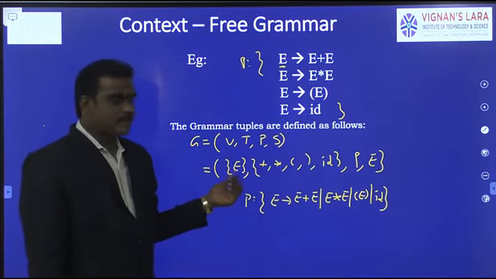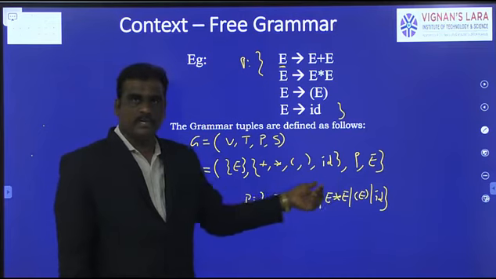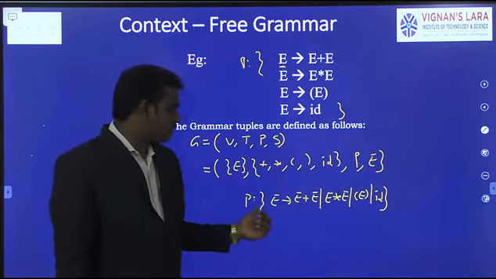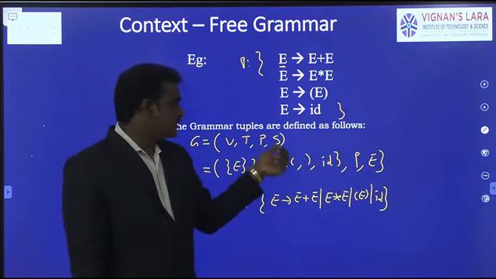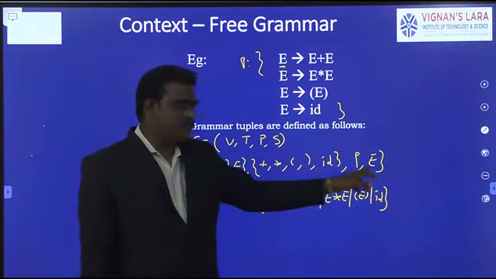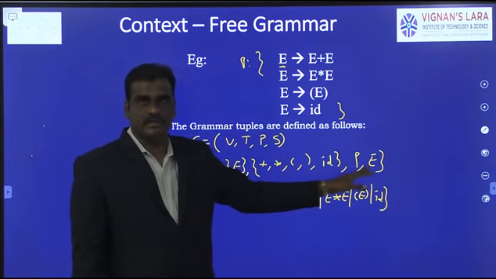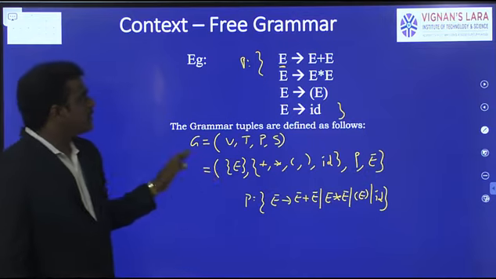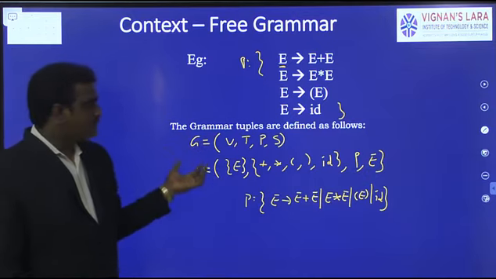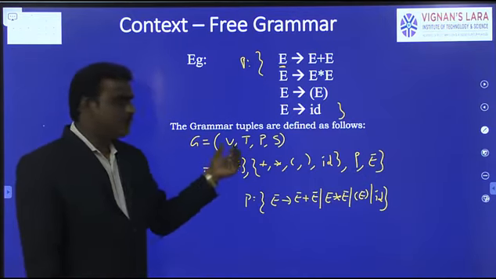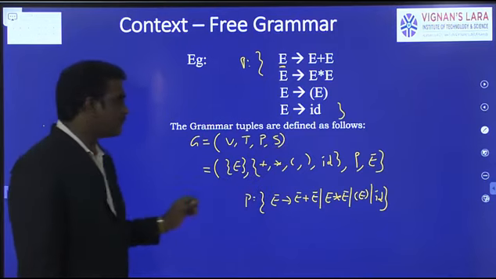So V means E. T means terminal symbols. P means productions. So these are the productions. And next one, S is the starting symbol of the grammar. So E is the starting symbol of the grammar. So in this way, we define the tuples, G equal to (V, T, P, S).